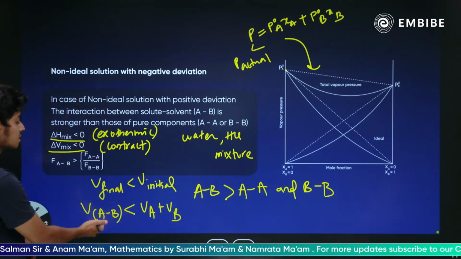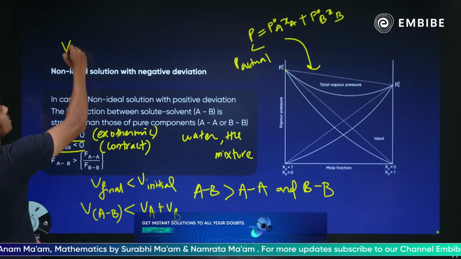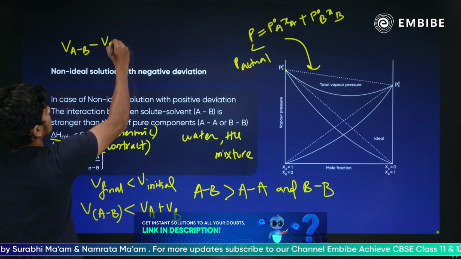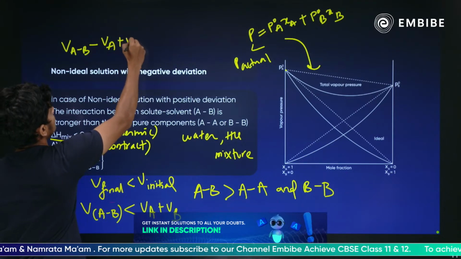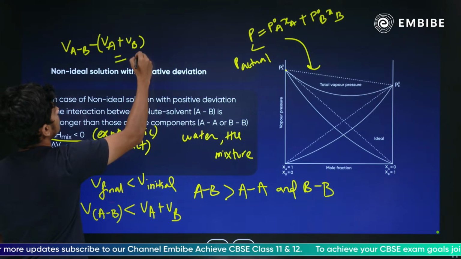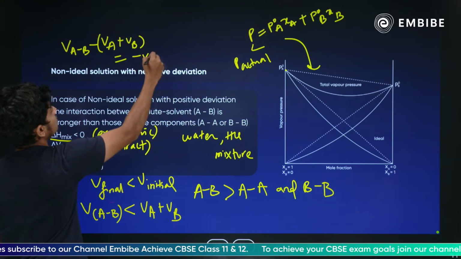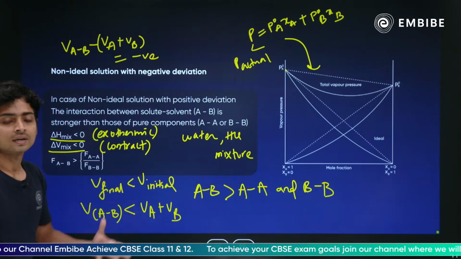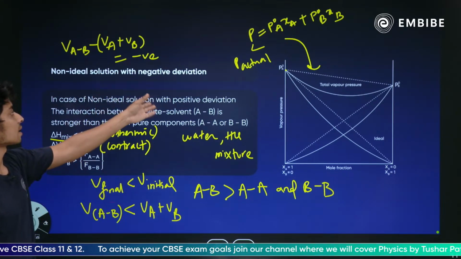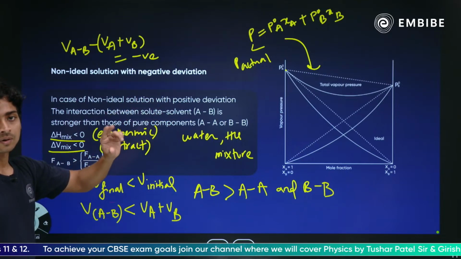Okay, so obviously if it is less than VA and VB, so if you do a subtraction, V of AB minus (VA plus VB), this value will come negative. So delta V is change in volume. So for a non-ideal solution with negative deviation, the volume will contract.